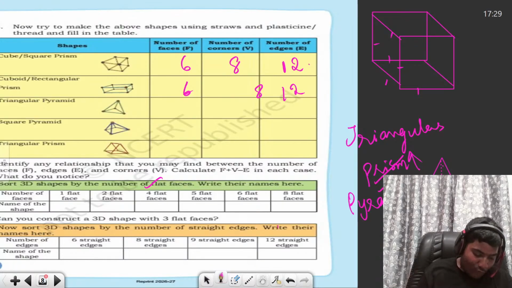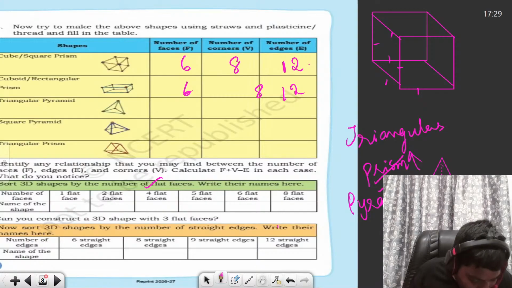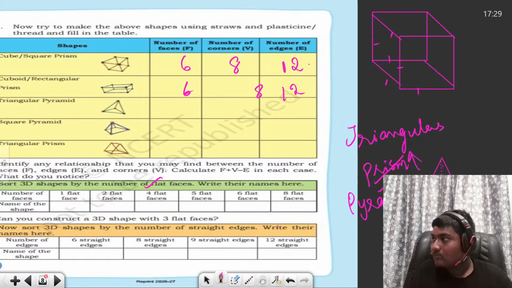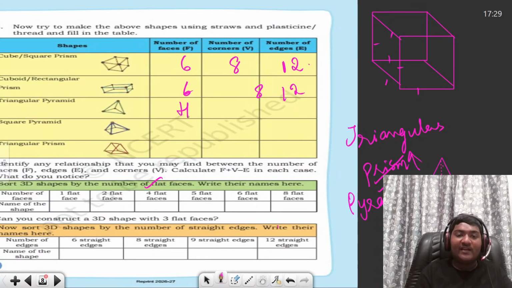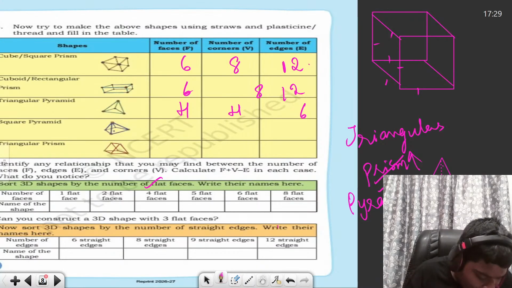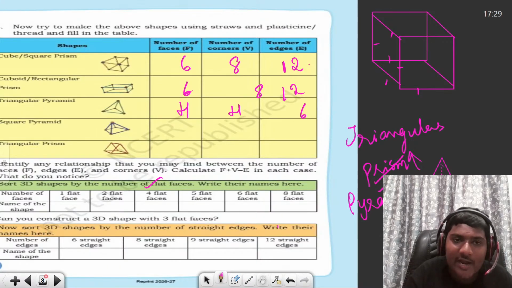So it has four faces. Let me count: one, two, three, and four. Am I right? Four faces, four corners. For pyramid, four faces, four corners, and six edges. One, two, three, four, five, six edges. And for square pyramid, children, you do it as homework, but I'll write the direct answers. Square prism and triangular prism will be your homework 3, home task.